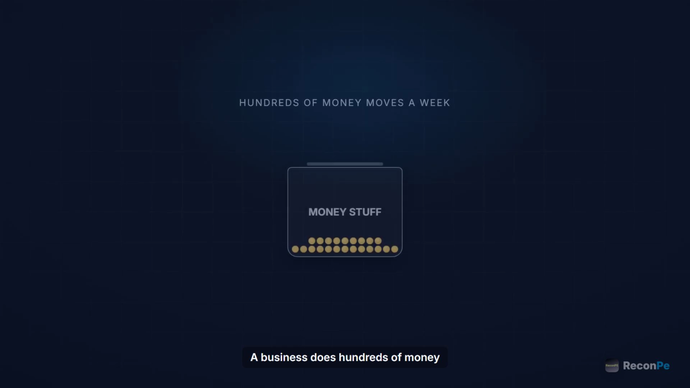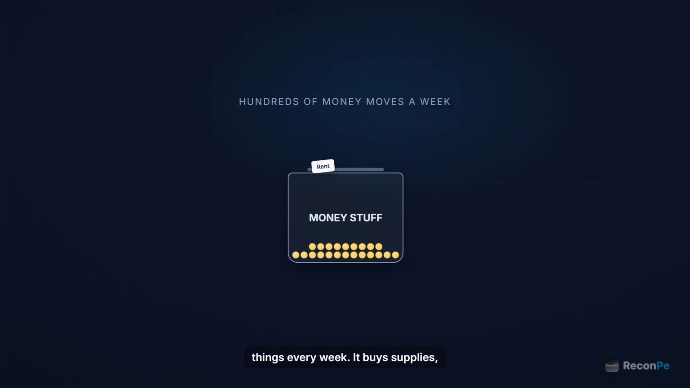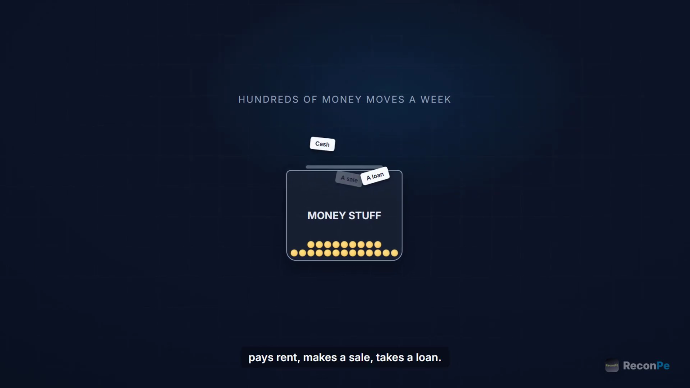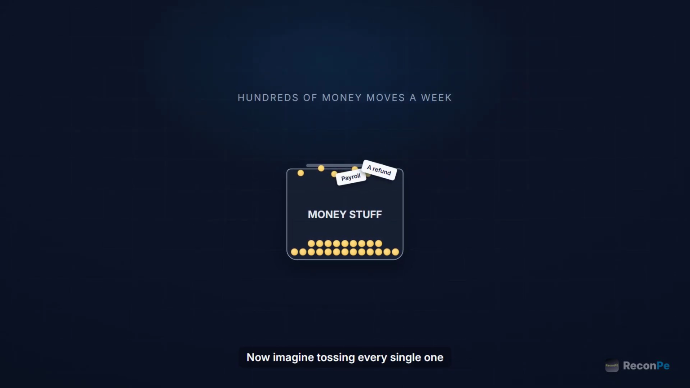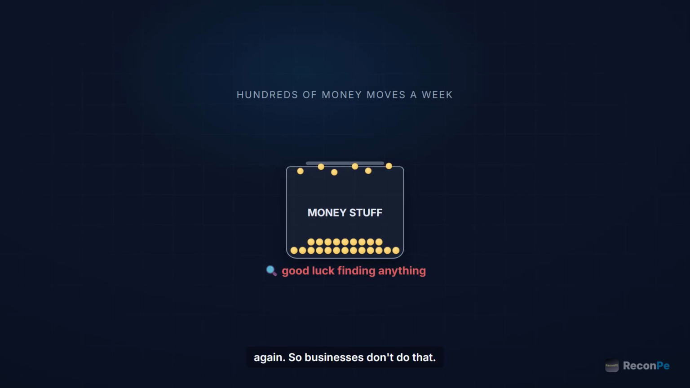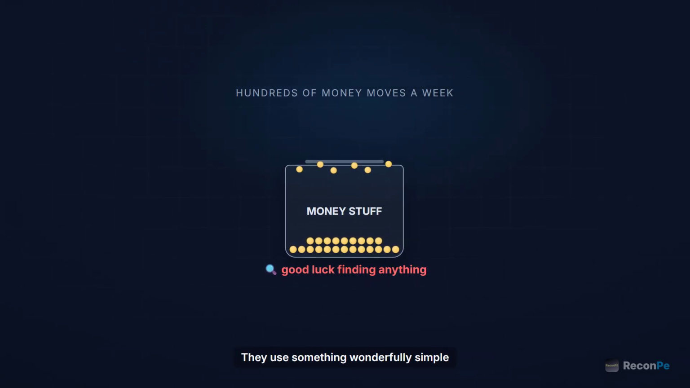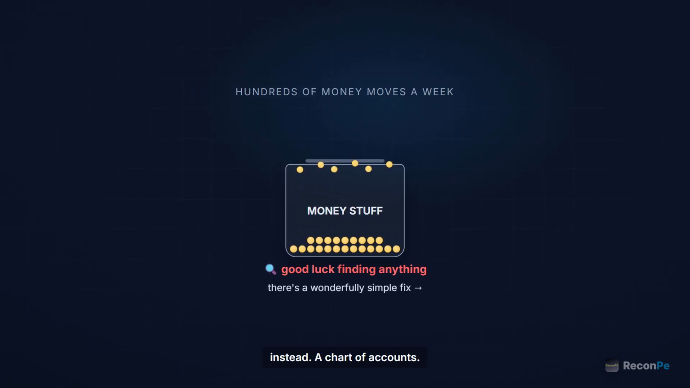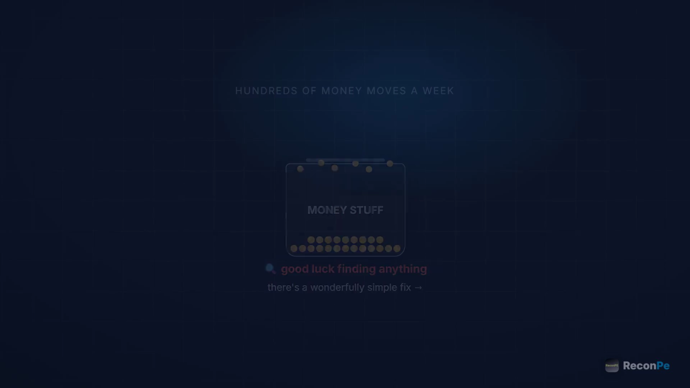A business does hundreds of money things every week. It buys supplies, pays rent, makes a sale, takes a loan. Now imagine tossing every single one into one giant jar labeled "money stuff." Good luck ever finding anything again. So businesses don't do that. They use something wonderfully simple instead: a chart of accounts.